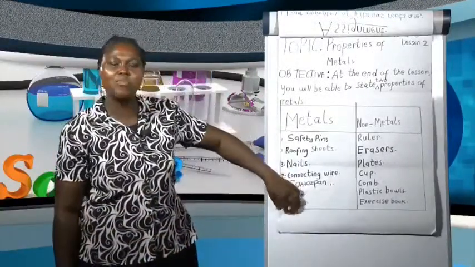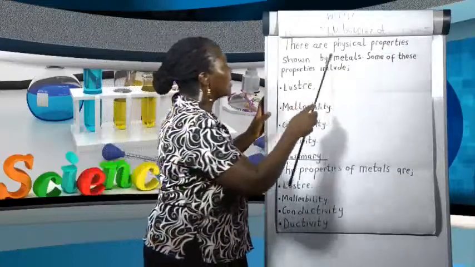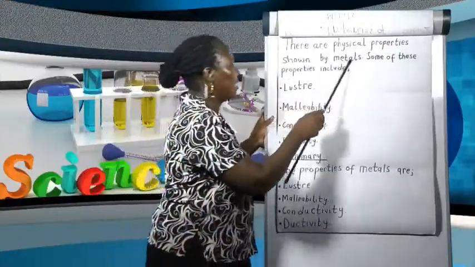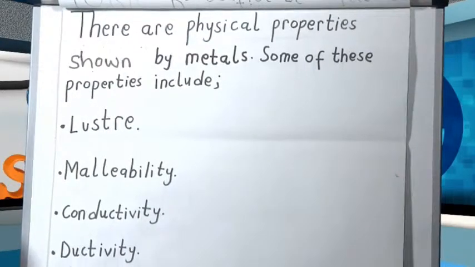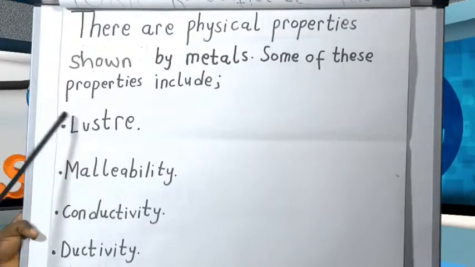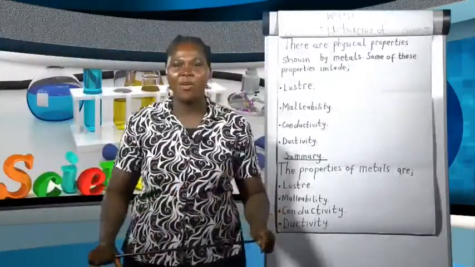Now let's have a look at the properties of metals. There are physical properties shown by metals. Some of these properties include what is on the board. There are so many things, so many materials show properties. Metals, non-metals show. Now today, we are coming to look at the properties of what? Metals. Now the first property of metal is what? Luster. Now when somebody says a metal shows a property of luster, what does it mean?